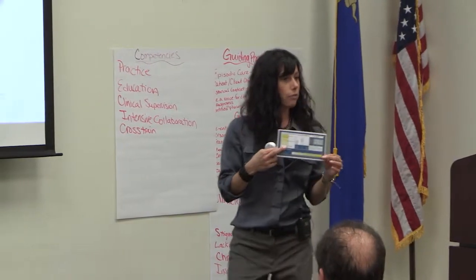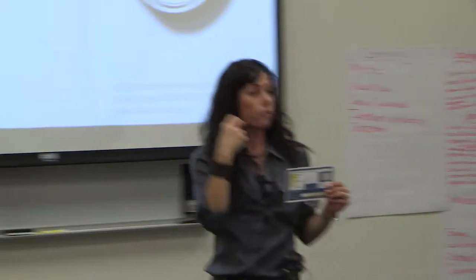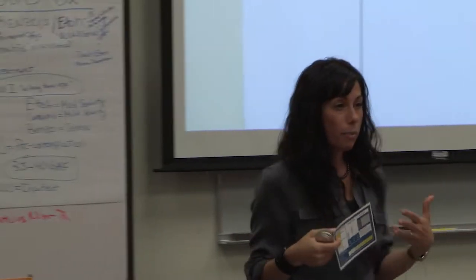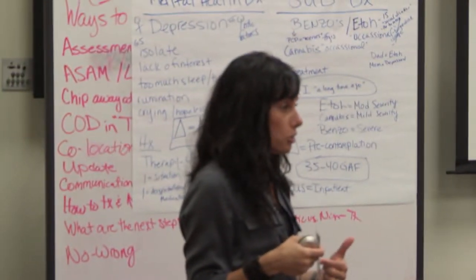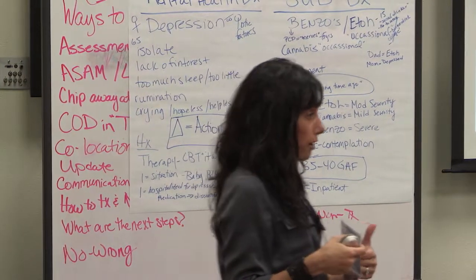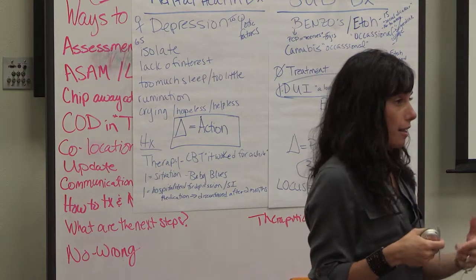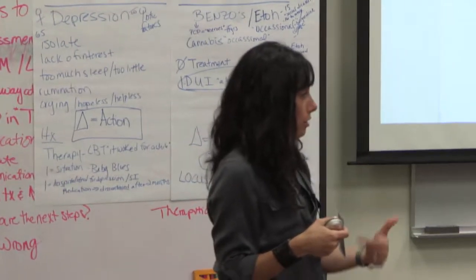Readiness rulers, you can actually find them online and print them out and have them available. But really when you're talking to people about change, it's important to figure out how ready they are to make the change. Also, how important is the change to them? And how prepared do they feel to make the change?